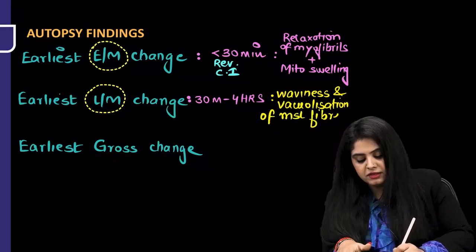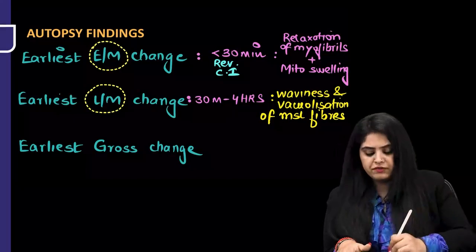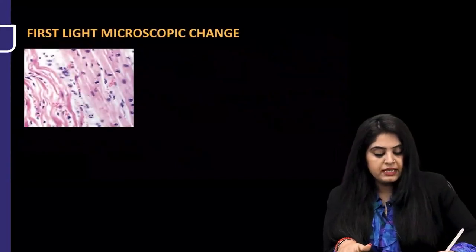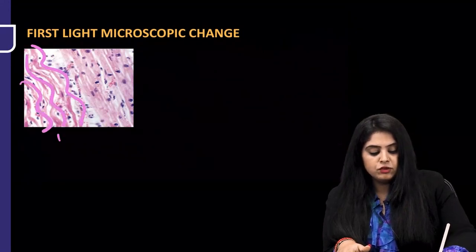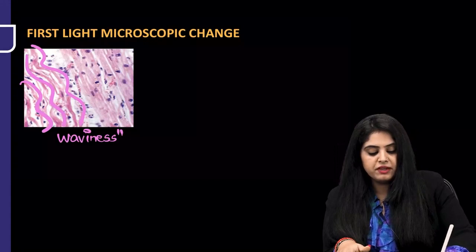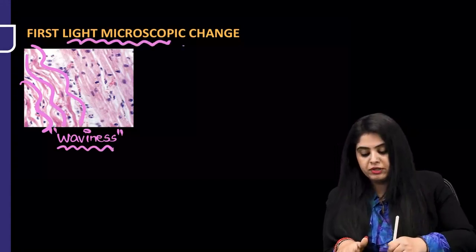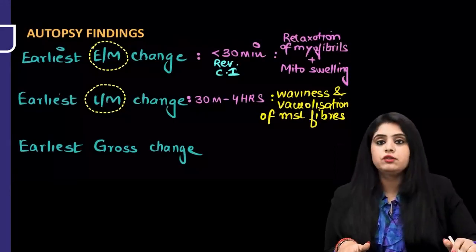That is the light microscopic. Let me show you the waviness. Have a look at this picture. Can you all notice how the cardiac muscle fibers have become wavy like this? So when you start seeing waviness and vacuolization of the cardiac muscle fibers, that is one of your first light microscopic changes which you see after 30 minutes or within 4 hours.